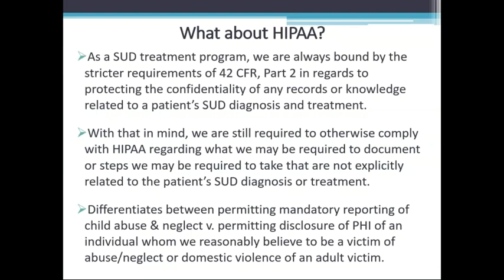So it differentiates between permitting mandatory reporting of child abuse and neglect versus permitting disclosure of protected health information of an individual whom we reasonably believe to be a victim of abuse, neglect, or domestic violence of an adult victim. And so just to make sure that that's clear, they do differentiate between, yes, you're allowed to make the mandatory report, but here are the parameters for whether or not you're going to be disclosing any PHI.